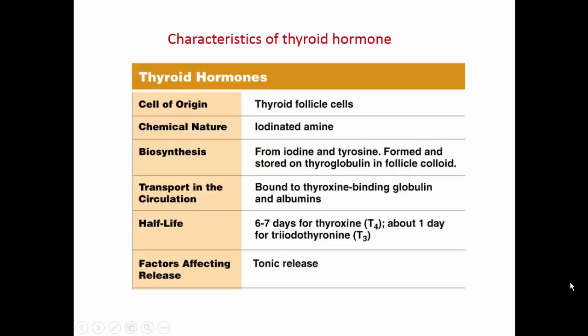This table shows some characteristics of thyroid hormone. Some of these points have been covered previously. New points to note are transport in the circulation. Thyroid hormone in the circulation is bound to thyroxine binding globulin and also albumins. Its half-life is 6 to 7 days for thyroxine and about 1 day for triiodothyronine.